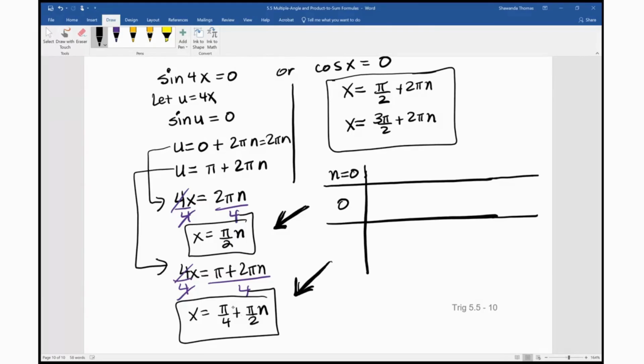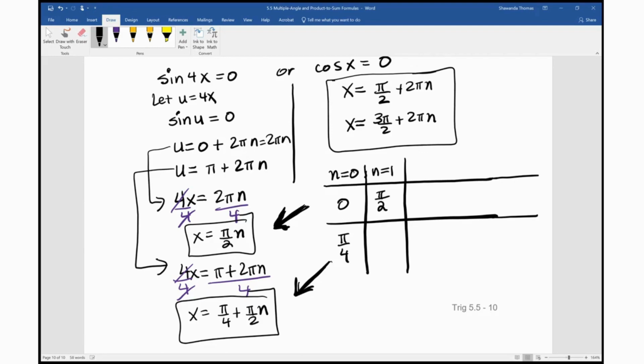What if for this one down here, if n was 0, what would x be? Pi over 4 plus pi over 2 n, if n was 0, pi over 4. Okay, great. Let's try when n equals 1. So let's just say the question was not general solution, but what if they wanted all the angles between 0 and 2 pi? This is one way you can get it. You plug in 1 for this one. What would you get? Pi over 2, correct.